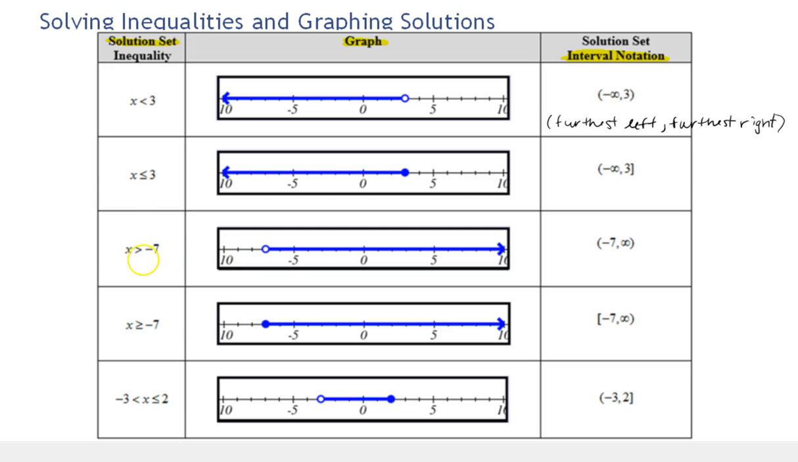And we want all the values here greater than negative 7. So that's to the right, and the same here. Notice the only difference is this circle is filled in.